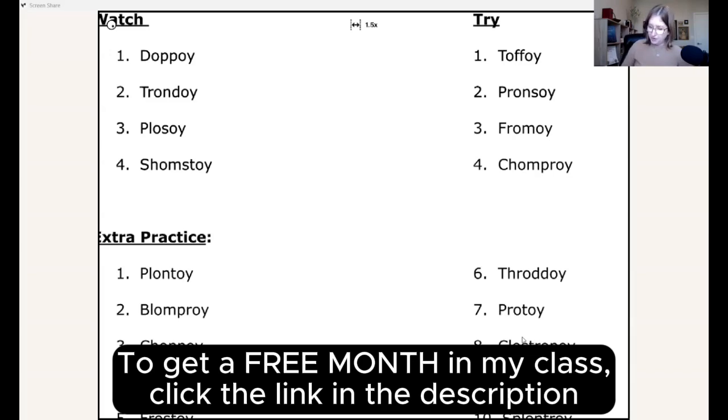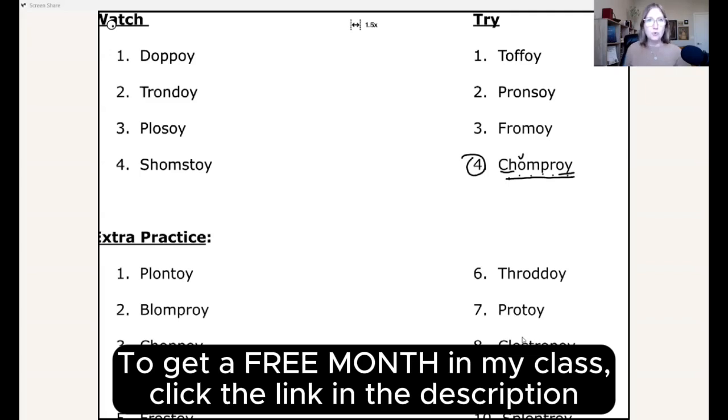Let's do this number 4 right here. Try this one. Grab the R. So this O is going to say ah because of the tap 2 rule. This OY says oi. Our sounds are ch, ah, p, oi.